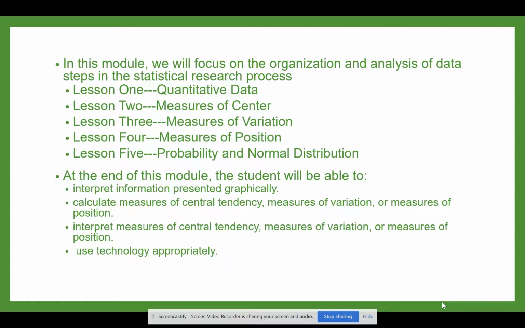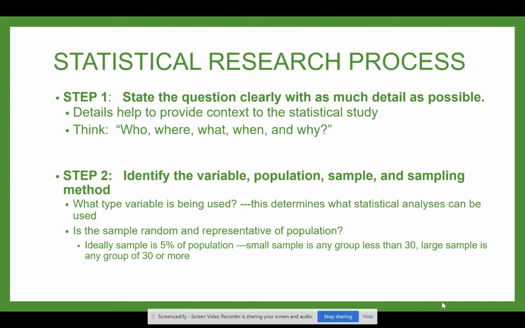And the steps in the statistical research process. There are 5 lessons, and at the end of the module, you will be able to interpret information presented graphically, calculate measures of central tendency, measures of variation, or measures of position, and also interpret those measures and use technology appropriately. Let's look at the steps involved in the statistical research process.